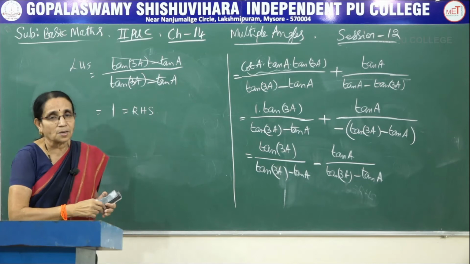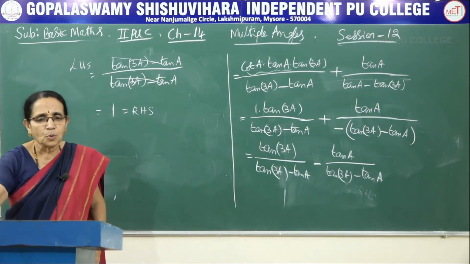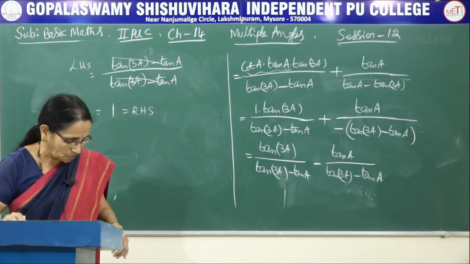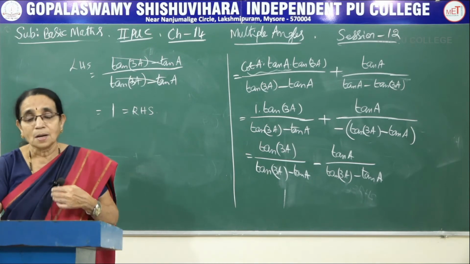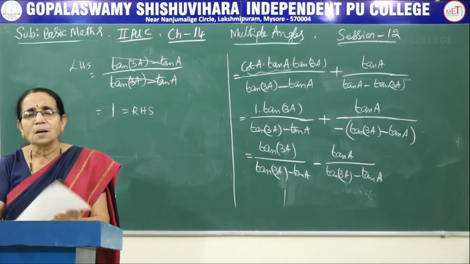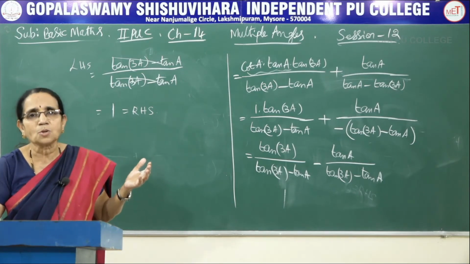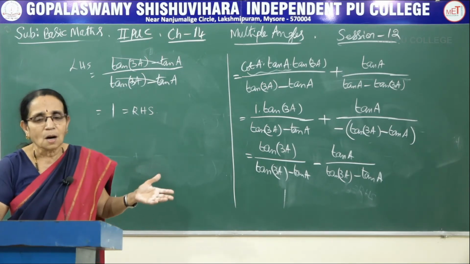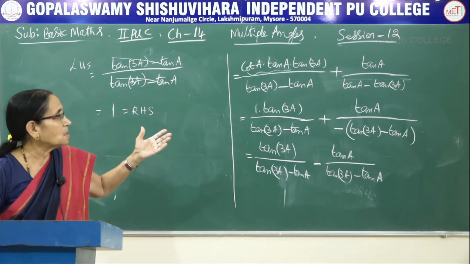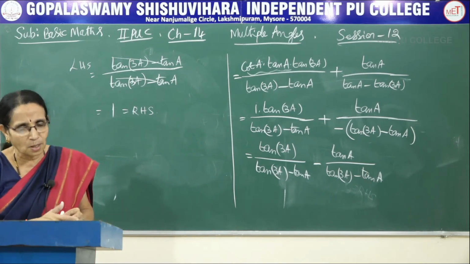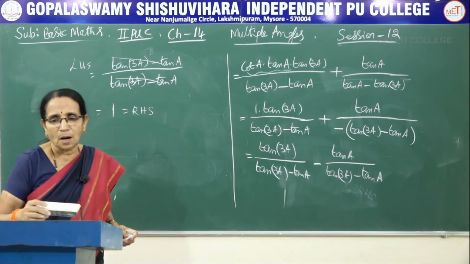Always remember this fact. Whenever you are proving a certain result, and if the right hand side is 1, in that case you see that you have a common denominator, and also the numerator and denominator should be equal to each other. Automatically we will be getting the right hand side to be equal to 1. So this is the procedure we adopt.